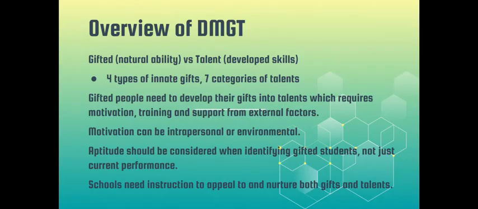First of all, Gagny decided to split up and define giftedness and talent separately. He defined 4 innate gifts and 7 categories of talents. I will go into each of these topics a little more on the next slides. Gifted people need to develop their talents, is what he says, through motivation, training, support, and some external factors.